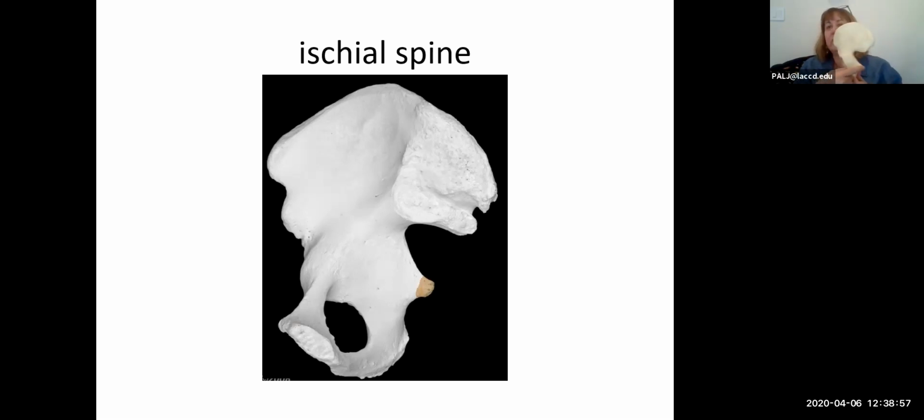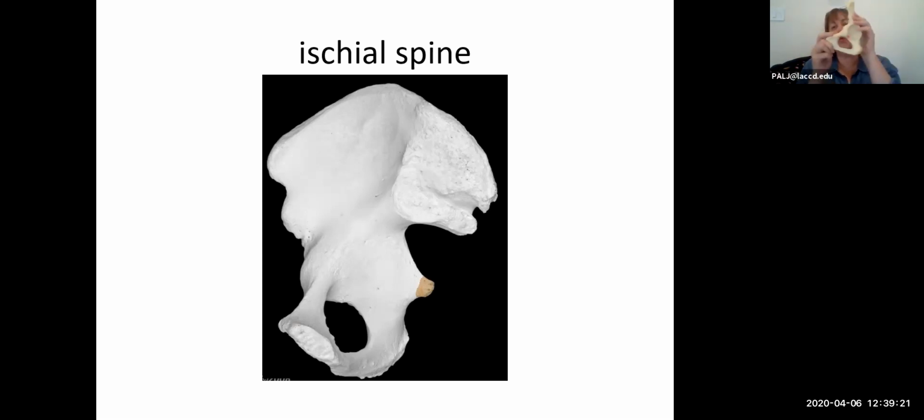This little pointy part right down here at the end, the part that is highlighted in brown in the picture, is known as the ischial spine. It's of the ischium. It's not an ischial spine of the ilium. Greater sciatic notch of the ilium, ischial spine of the ischium.